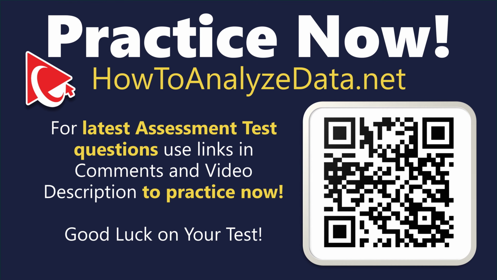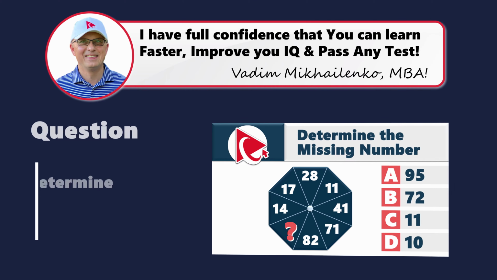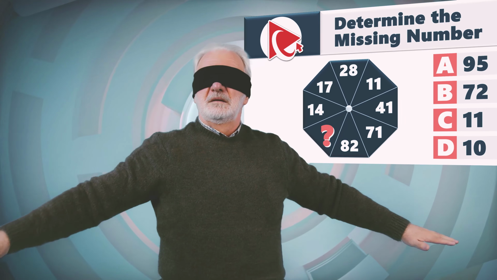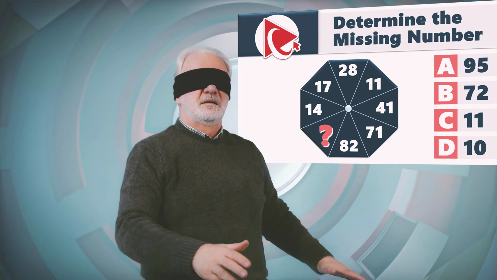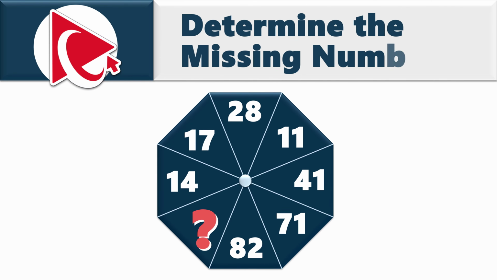I gotta tell you, solving this question is like navigating through the maze blindfold. Challenging, a bit disorienting, and probably not recommended. You're presented with the sequence of numbers. The numbers are 14, 17, 28, 11, 41, 71, 82, and then comes the missing number, which you need to calculate and select out of 4 possible choices.